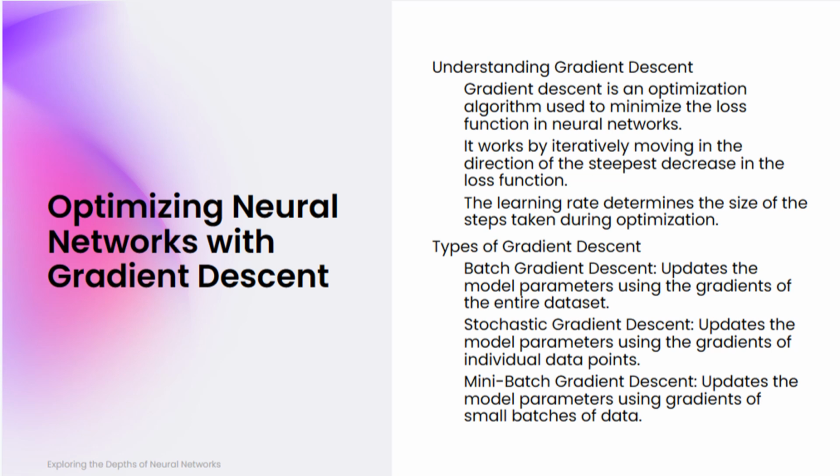Then let's move on to stochastic gradient descent, which updates the model parameters using the gradients of the individual data point. So here is some individual data points to update the model parameter. Then there is mini batch gradient descent, which updates the model parameters using gradients of very small batches of data. It uses very small batches of data and updates the gradients using that.